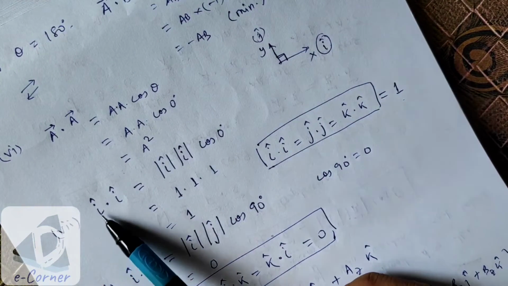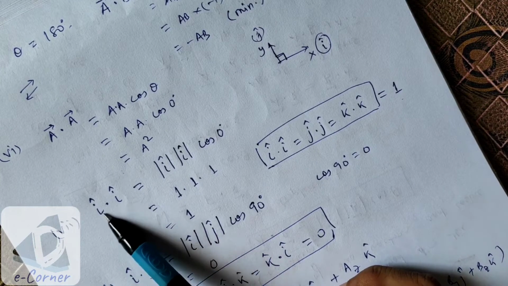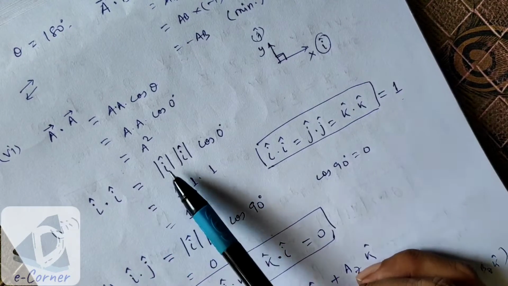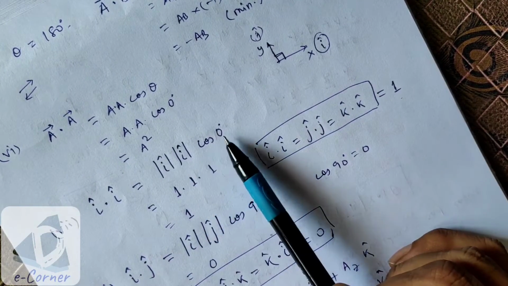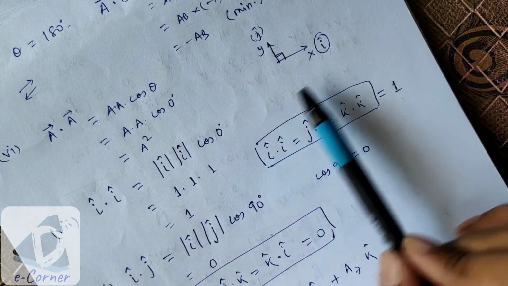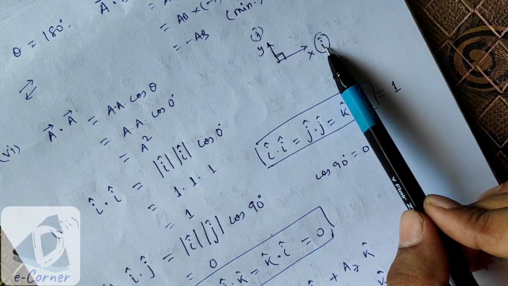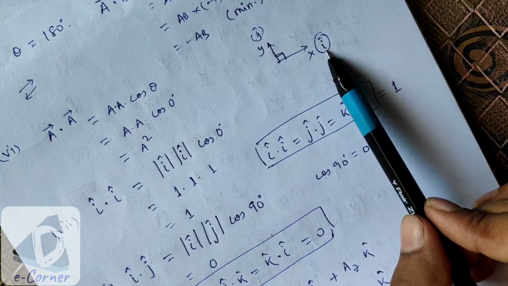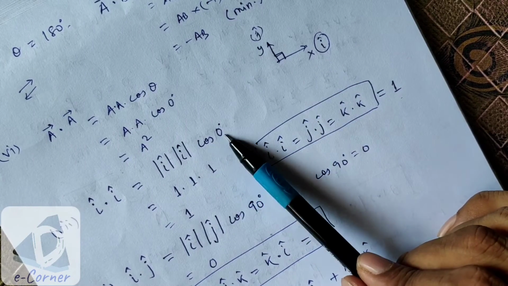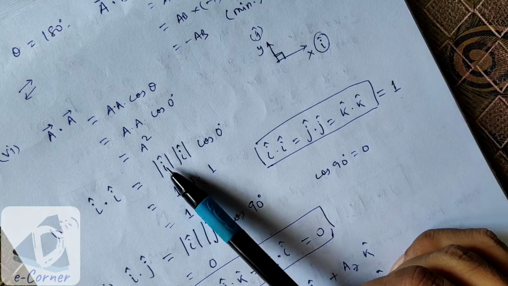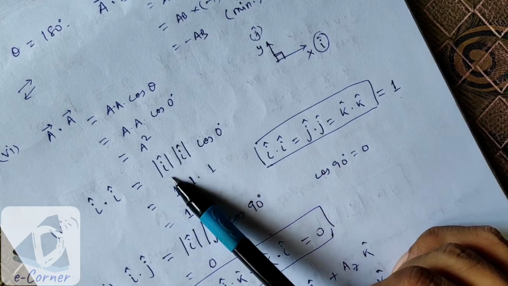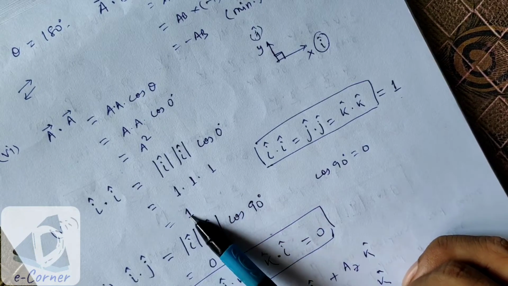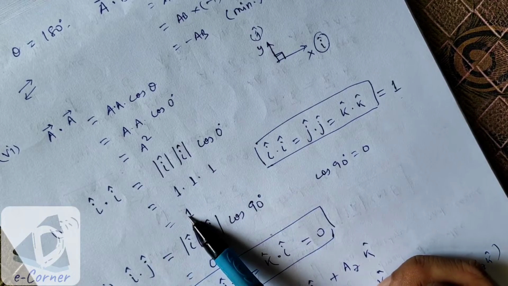Next, if we do the scalar product between unit vector i cap dot i cap, it is equal to mod of i into cos theta. Here again theta is equal to what? 0 degree, because i cap is the unit vector along x-axis. So both are along x-axis, so their angle is 0 degree. So cos 0 is equal to what? 1. The magnitude of a unit vector is also 1. So i cap mod is 1, i cap mod is 1, and this one is also 1. 1 dot 1 dot 1 is equal to 1. So i dot i is always 1.